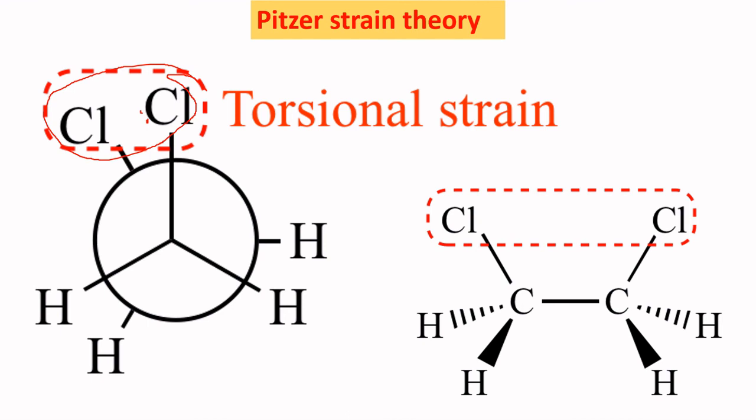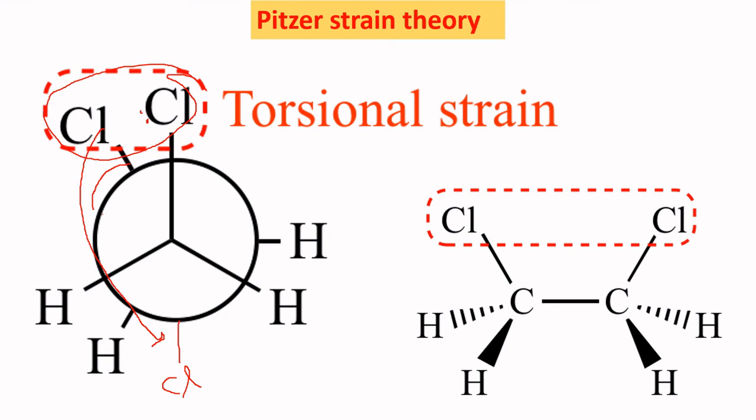Basically, this chlorine atom has to come here, so that they will stay at maximum distance from each other. So what will happen whenever this kind of position comes? This chlorine atom will repel this chlorine atom, and that's how this chlorine atom will move to this state.